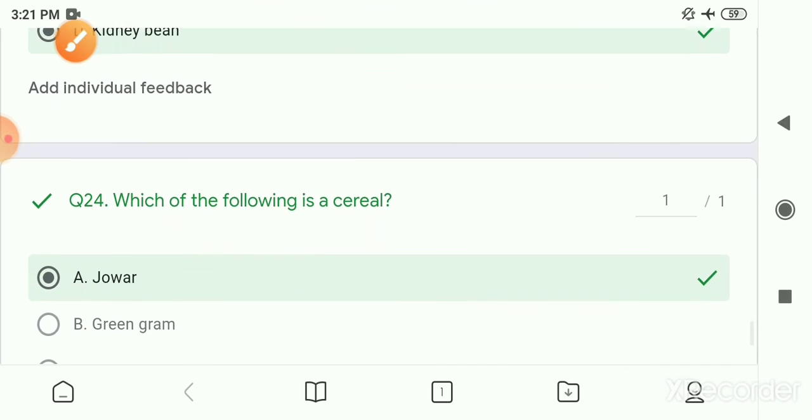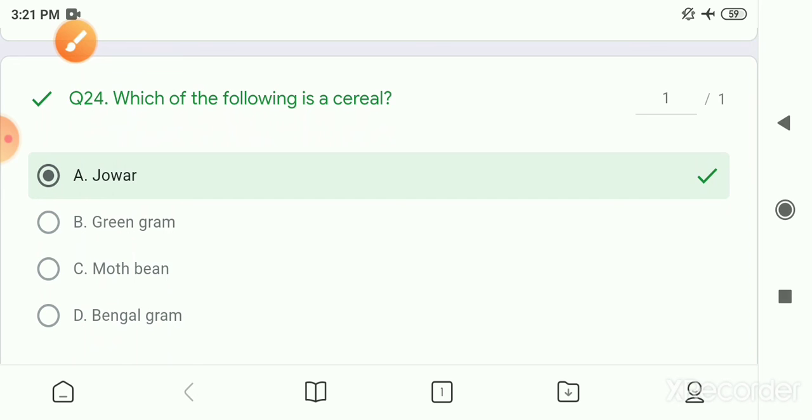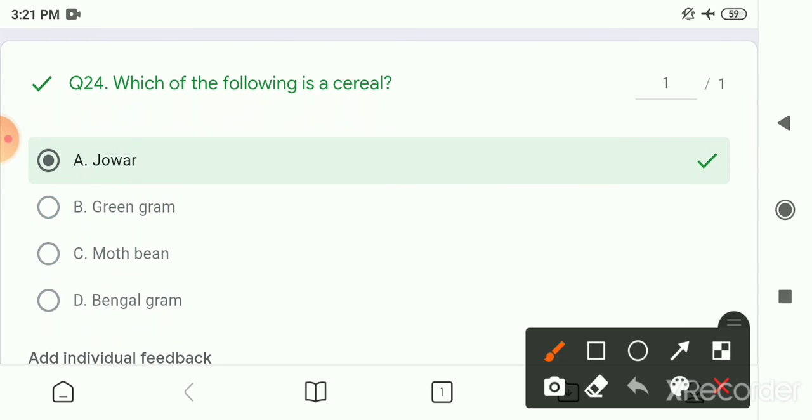Next is 24th number, which of the following is a cereal? The options are jowar, green gram, moth bean and Bengal gram. So here your answer is option A, jowar. Jowar is an example of cereal. The rest three, that is green gram, moth bean and Bengal gram, are examples of pulses. So here your answer is option A.